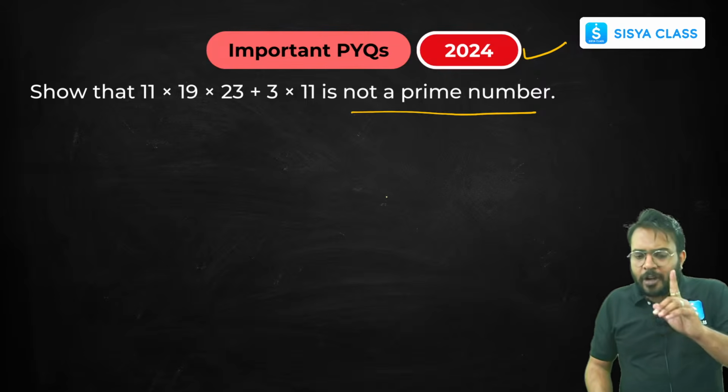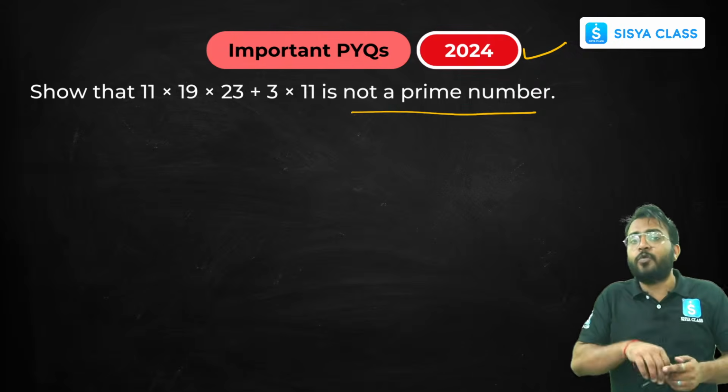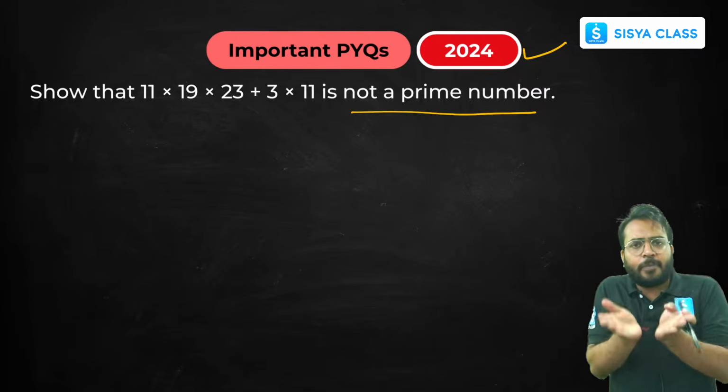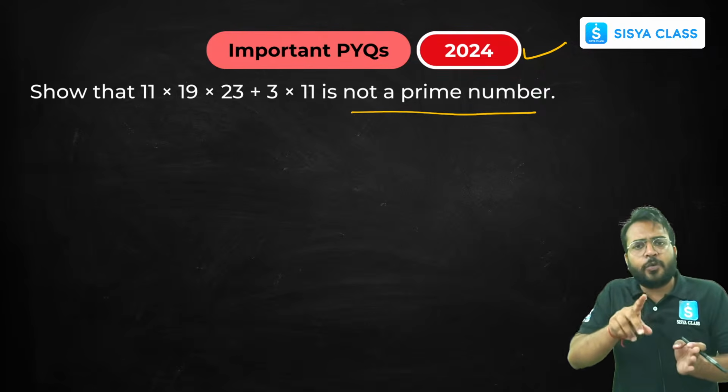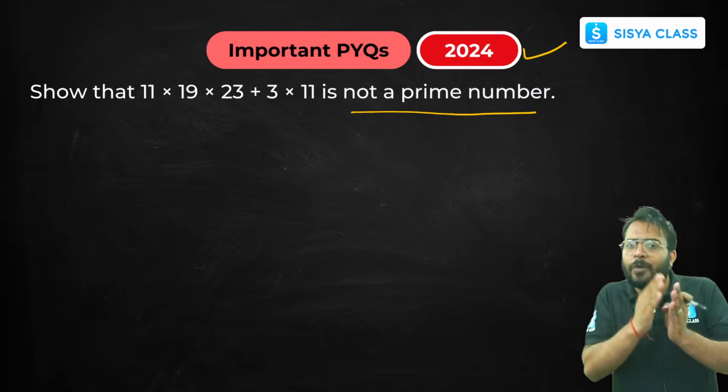If it has to be a prime number, it should have only two factors, that is 1 and the number itself. If it is not a prime number, that means there should be at least one extra factor other than 1 and the number itself.